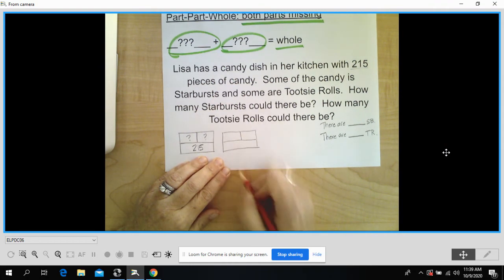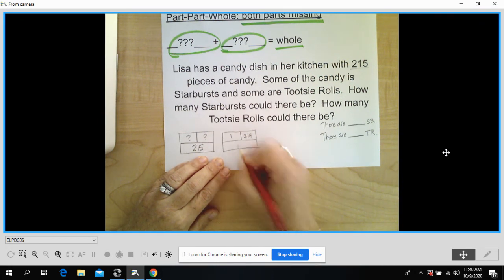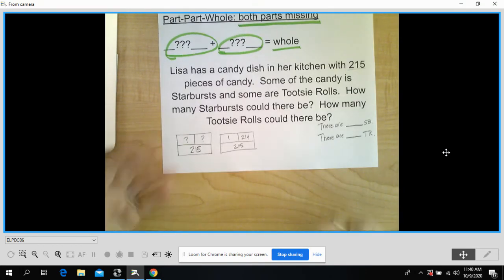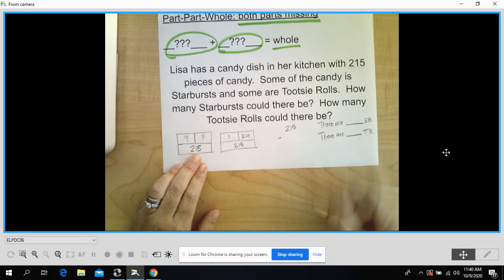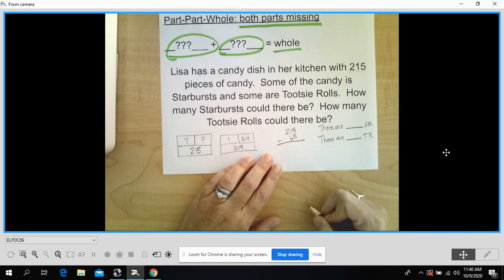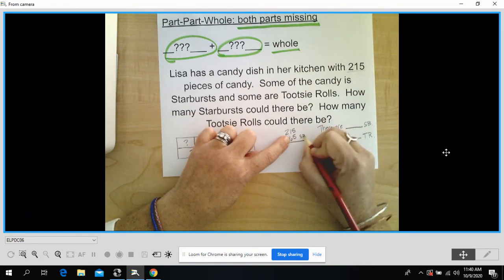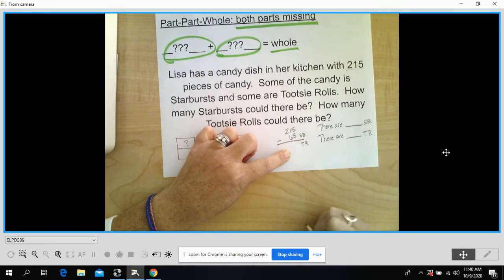Check this out. I could say she had 1 Starburst and 214 Tootsie Rolls for the whole amount of 215, and that would be correct. But I also could do something like this. I could take the whole, which is 215, and say, I am not sure what the answer is going to be, but maybe I want to say that she has 65 Starburst. Okay? So if she has 215 and we take away the 65 Starburst, what is my answer going to be? My answer will be her amount of Tootsie Rolls.